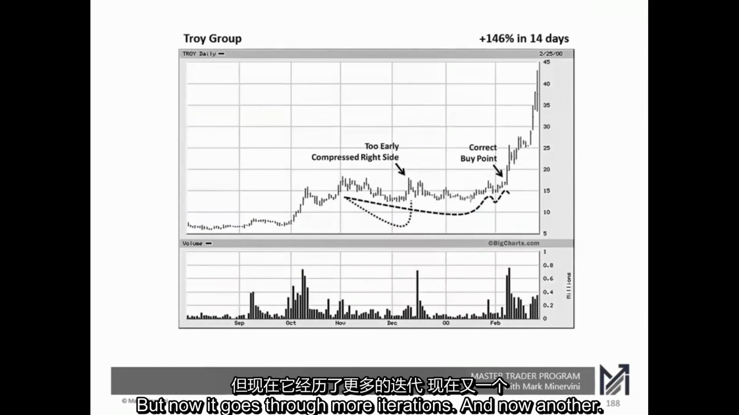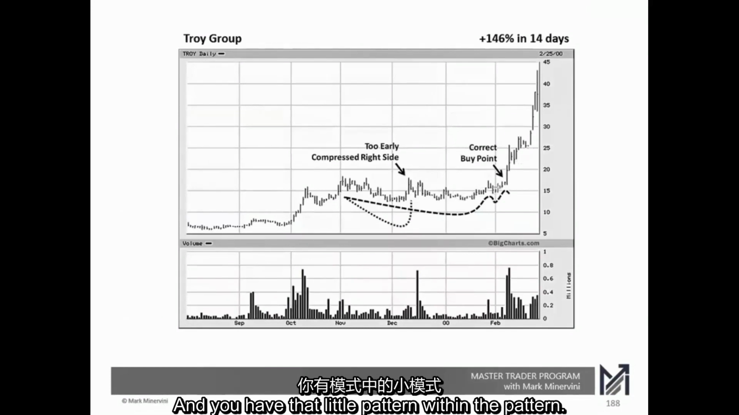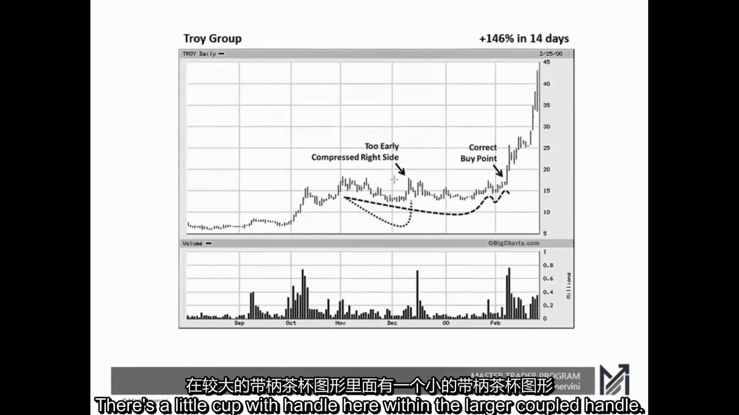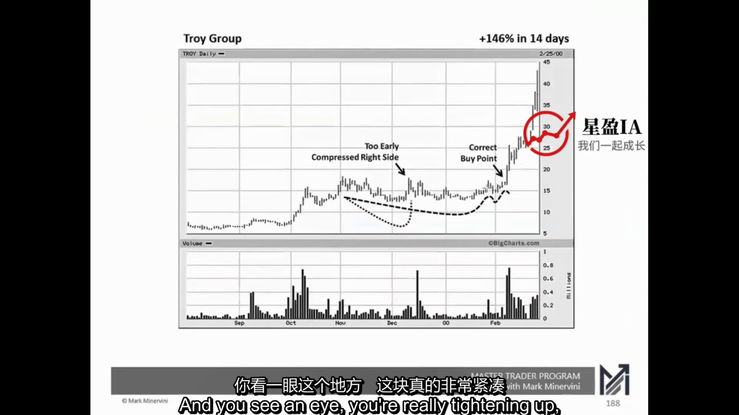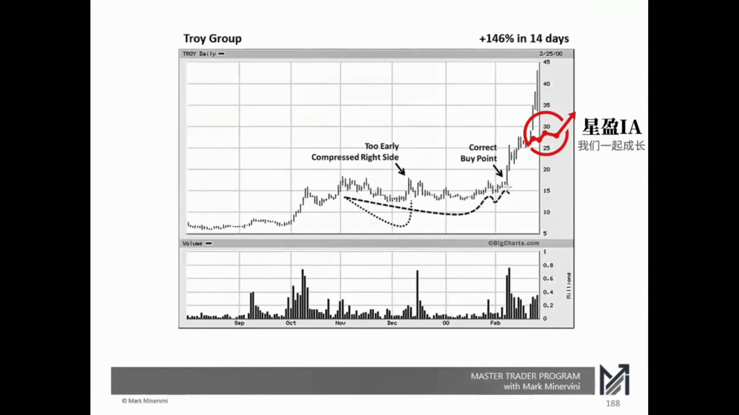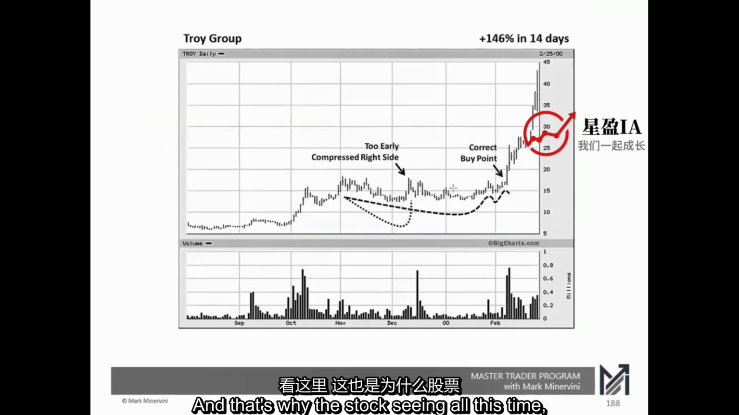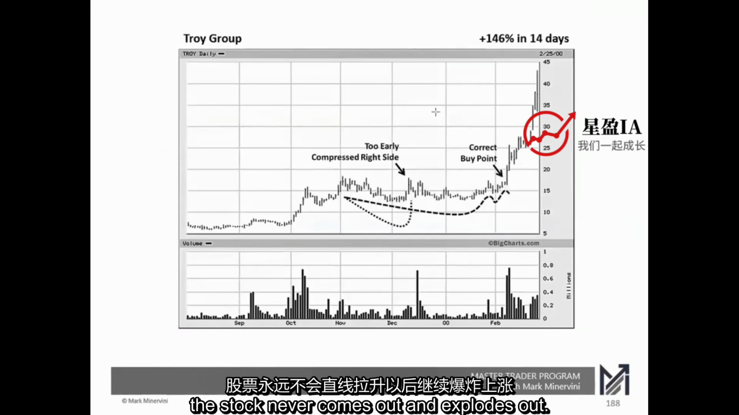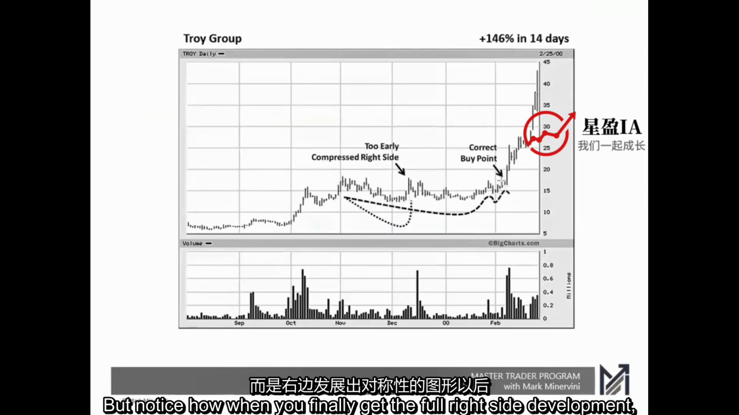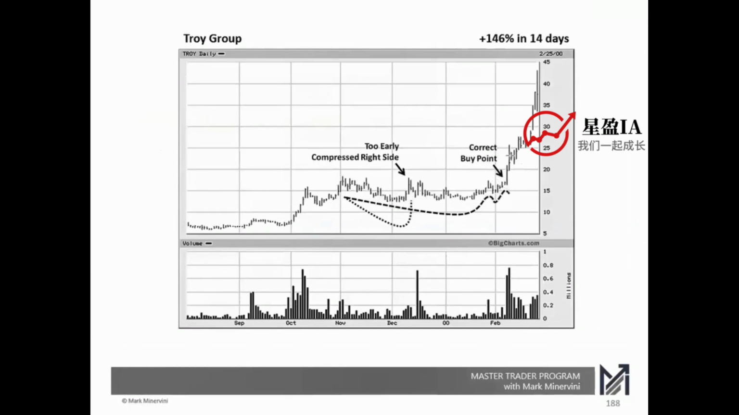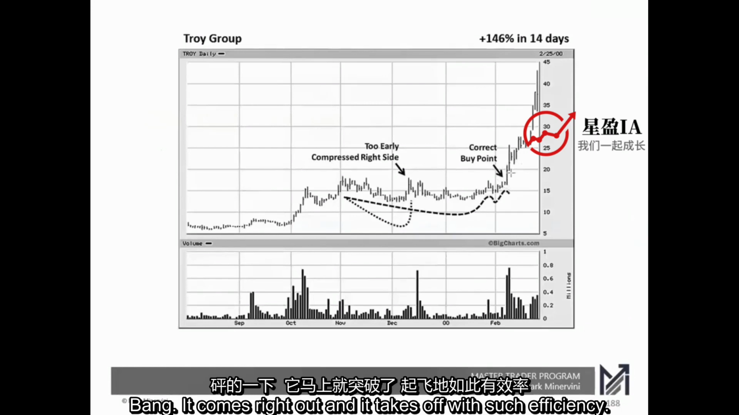But now it goes through more iterations, and now another, and you have that little pattern within the pattern. Like Dave just said, there's a little cup with handle here within the larger cup with handle. Now you're really tightening up, you've got some symmetry, and all the elements are coming together, and the line of least resistance is forming. In all this time, the stock never explodes out. But notice when you finally get the full right side development, and all the characteristics come together at that specific point, bang, it comes right out and takes off with such efficiency.